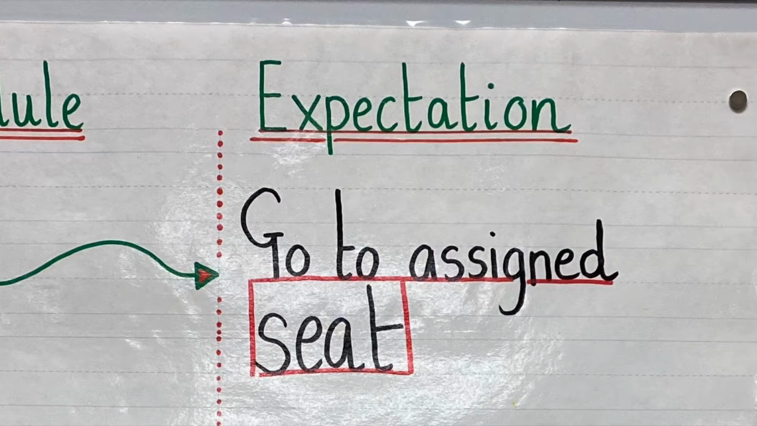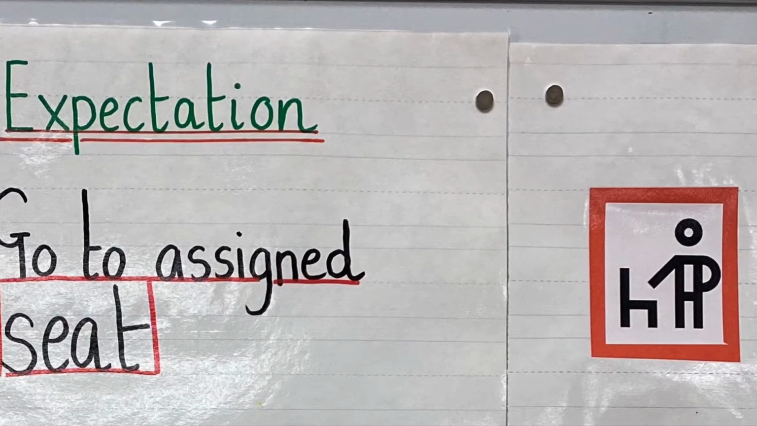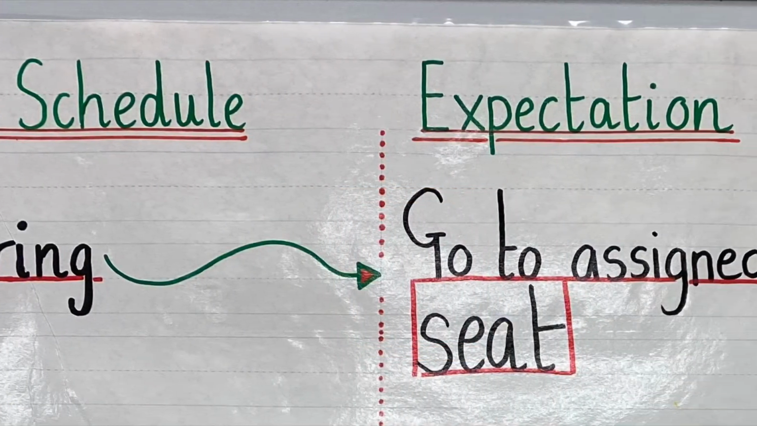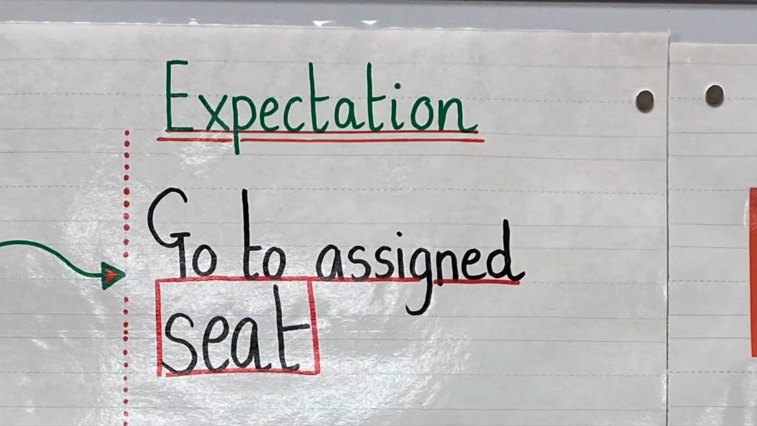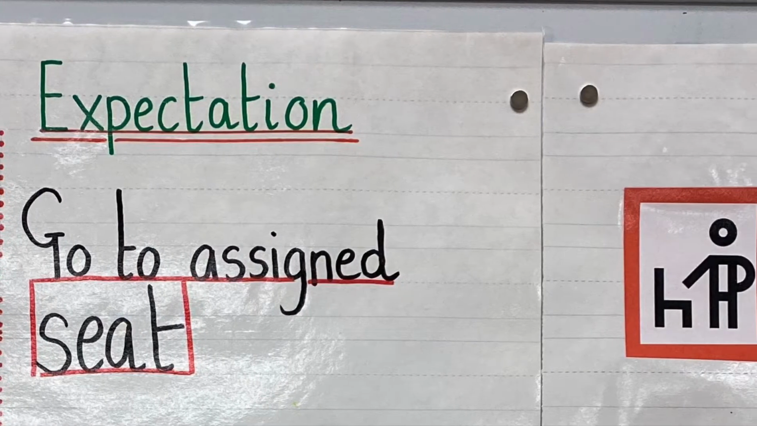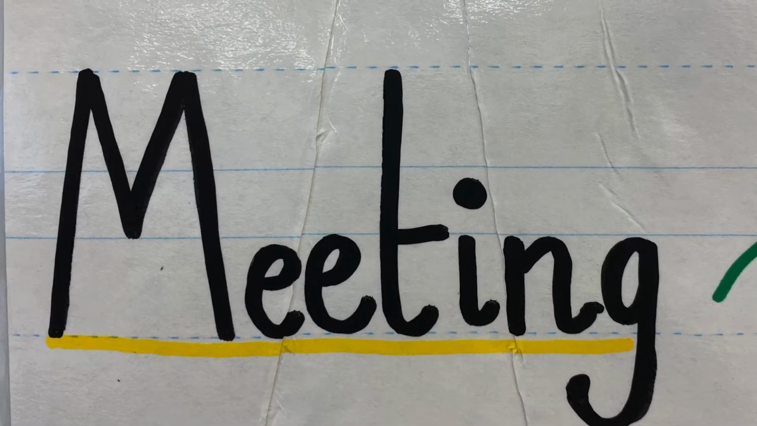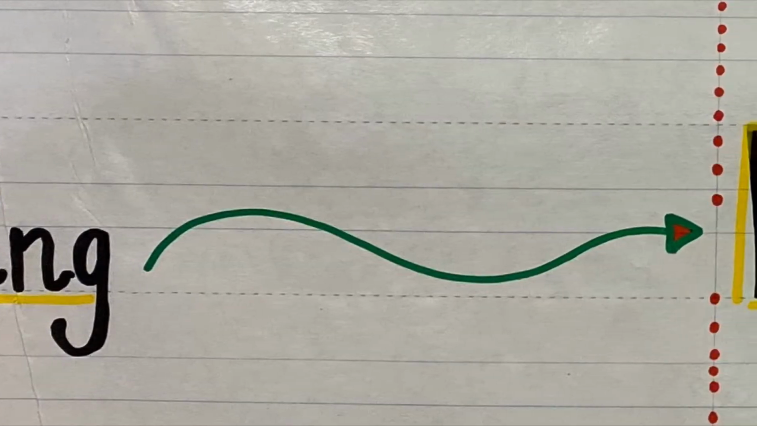When you enter the room, you'll go straight to your assigned seat. We will have assigned seats in art so that we can maintain distance from each other and stop the spread of germs. We will then have a short meeting to take the roster. I will say hello and your name, and you will say hello, Mrs. Kloska. For example, hello, Johnny. Hello, Mrs. Kloska. There might be important announcements or reminders during our meeting time.